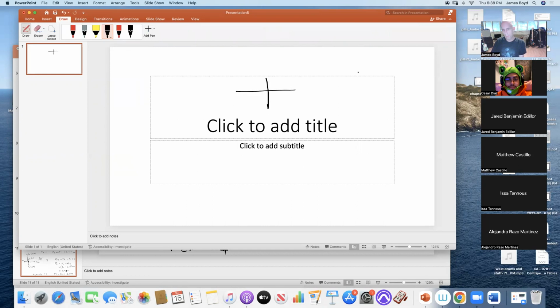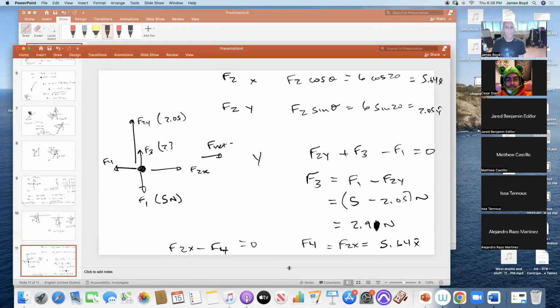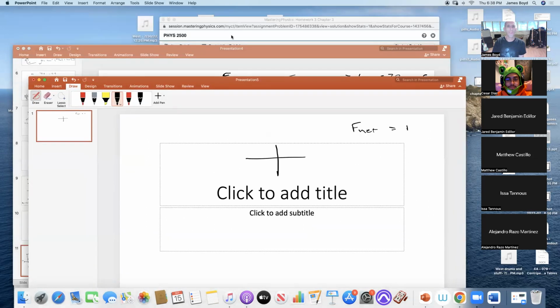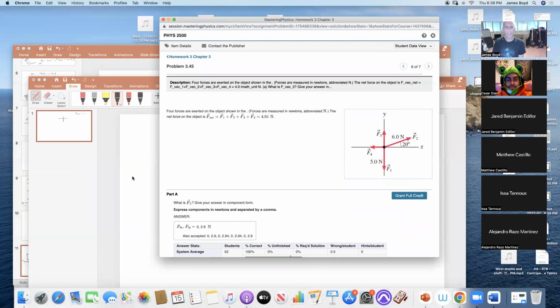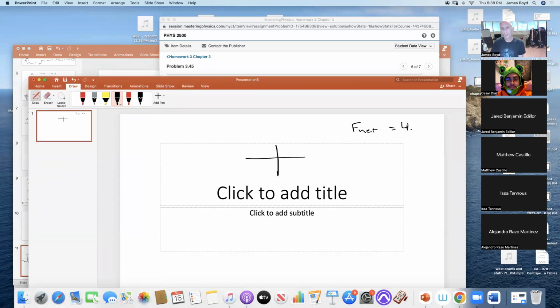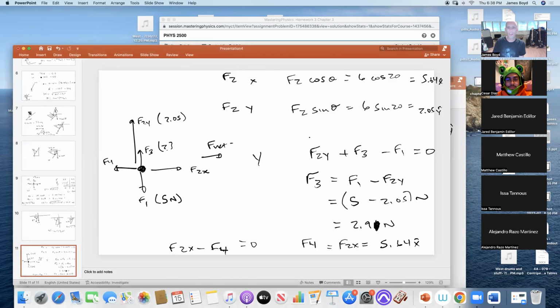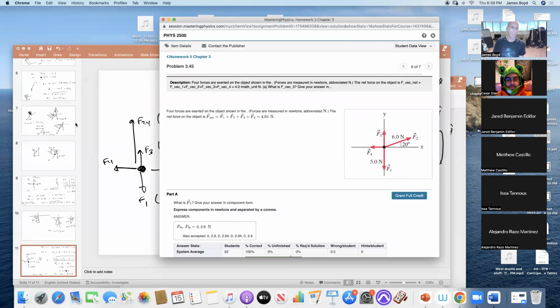So our F net is equal to 4 in the i hat or x hat. I and X are the same thing. 4.0 in the x hat plus 0 in the y hat. Now, when we go back to this, it is okay because our F net in the Y was 0, and these were all the forces in the Y.